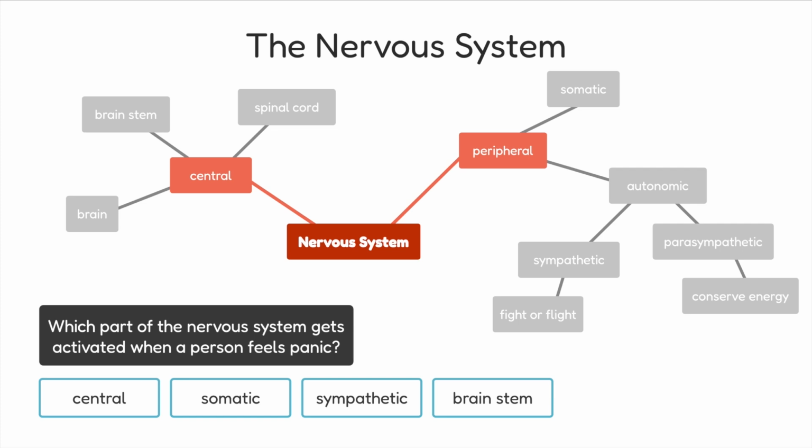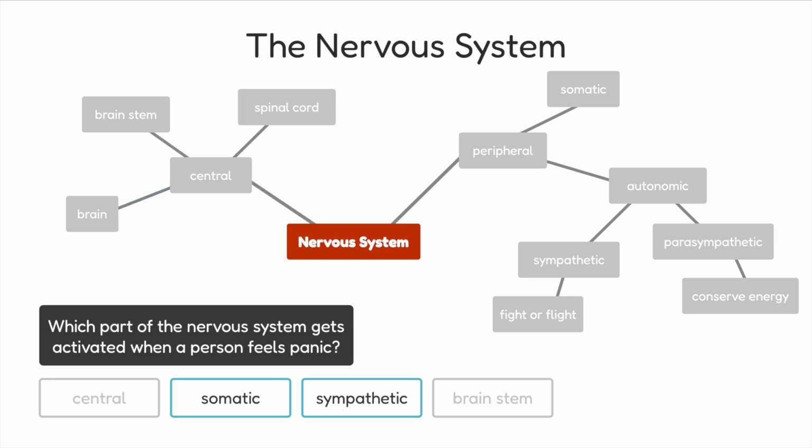the peripheral nervous system. Let's focus on the central nervous system side first and see if we can find the answer to our question. We see three more subtopics connected to the central nervous system: spinal cord, brainstem, and brain. Central and brainstem are two of our answer choices, but I don't see any information about a person feeling panic on this side of the map. So let's set these two answers aside and keep looking.